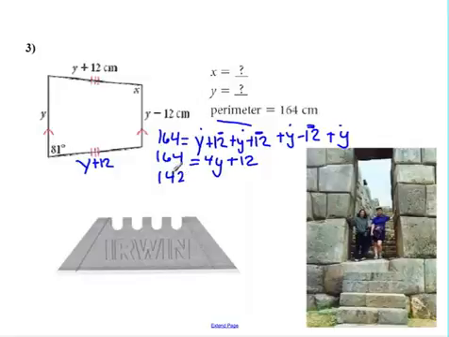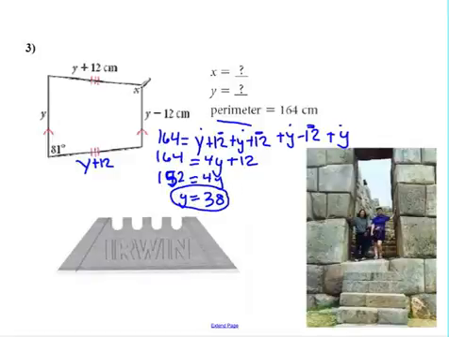152. I'm sorry, 152 equals 4y. When we divide both sides by 4, we'll just have y equal 152 divided by 4. 152 divided by 4 gives us a nice number of 38. So this is y equals 38.